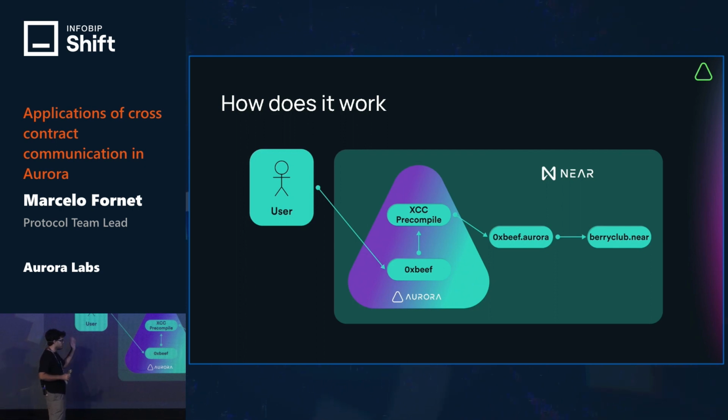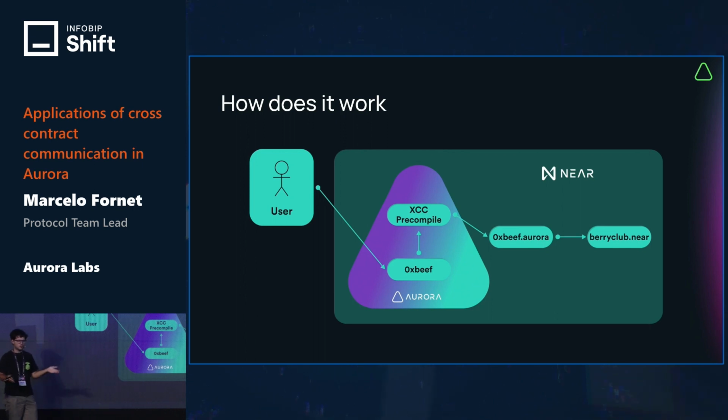Basically, we have a user interacting with Aurora contract on NEAR. You can see this triangle as the Aurora contract on NEAR. In particular, they will be interacting with this smart contract inside of Aurora that I'm calling 0xBEEF. This contract wants to do a transaction where it interacts with berryclub.near. This is just an example contract on NEAR.